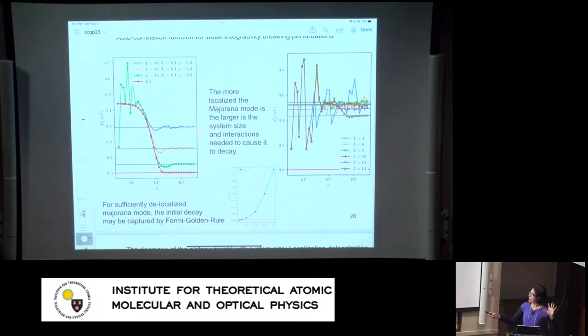If I had open boundary conditions and a pair of them, then this would have simply decayed to zero, but it doesn't decay. And the only reason it doesn't decay is that it requires the rest of the wire to act like a very good reservoir. So if I have a system size which is just 10 or 12, the rest of the wire is simply not such a good reservoir for this Majorana to decay, and I have to make L really very large for it to be able to go away.